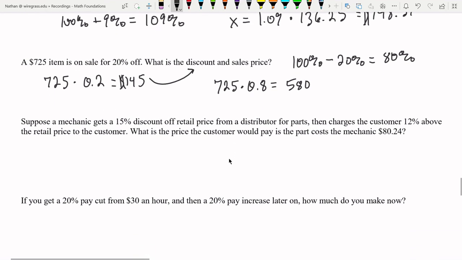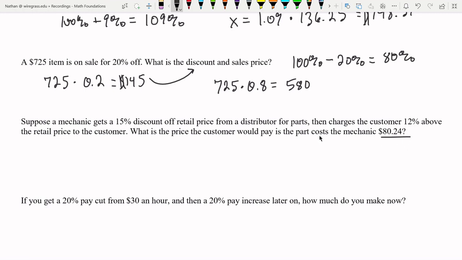Suppose a mechanic gets 15% discount off a retail price from a distributor of parts, then charges the customer 12% above the retail price to the customer. What is the price the customer would pay if the parts cost the mechanic $80.24? So $80.24 is already 15% off the discounted retail price. And then the mechanic charges above this, 12% above this retail price to the customer. So how much does the customer pay if the mechanic pays $80.24?